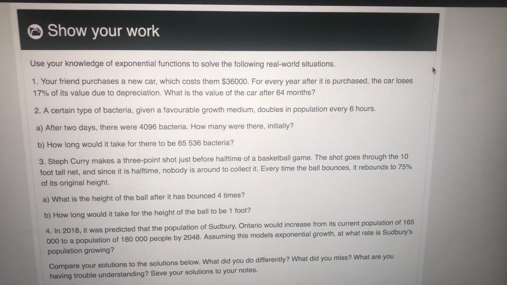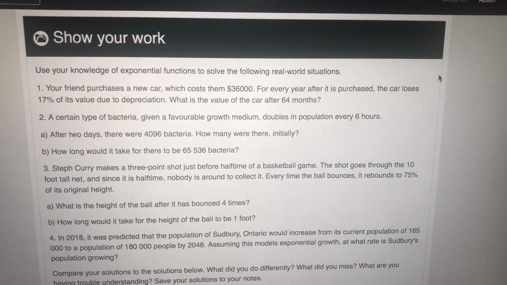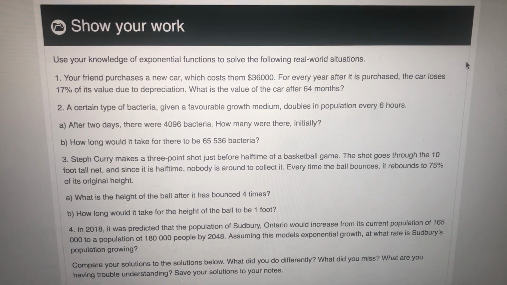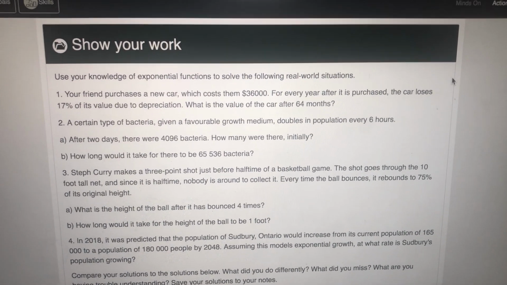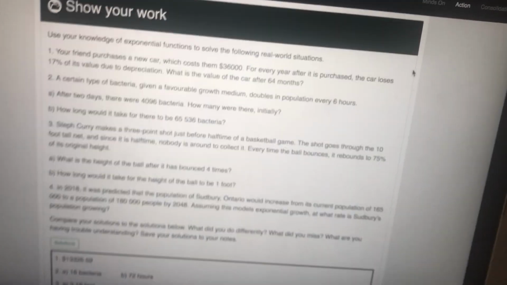Okay, so your friend purchases a new car which costs them $36,000. For every year after it is purchased, the car loses 17% of its value due to depreciation. What is the value of the car after 64 months?